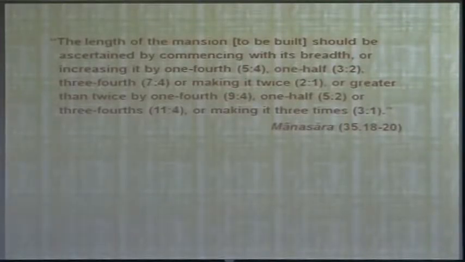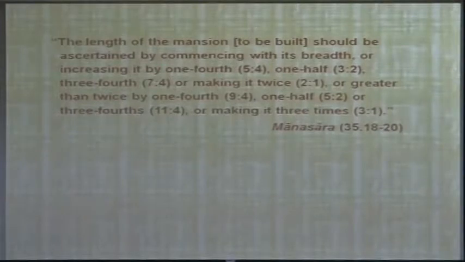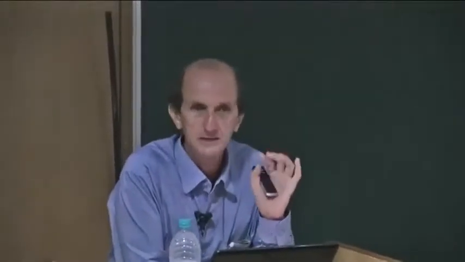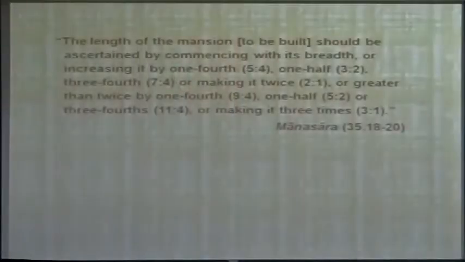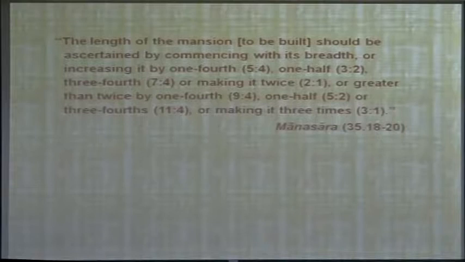If you take a classic text of Hindu architecture, like the Manasara, which is a text evolved in South India but based basically on North Indian canons, it dates something like 11th, 12th century AD, when a lot of such technical texts were redacted. And you see how it explains. He says the length of the mansion to be built, if you want to build a big house, this is what you do. It should be ascertained by commencing with its breadth, and then you create a length which is equal to the breadth plus a fraction of it. So again, this is the Vedic pattern: the unit plus a fraction of the unit.